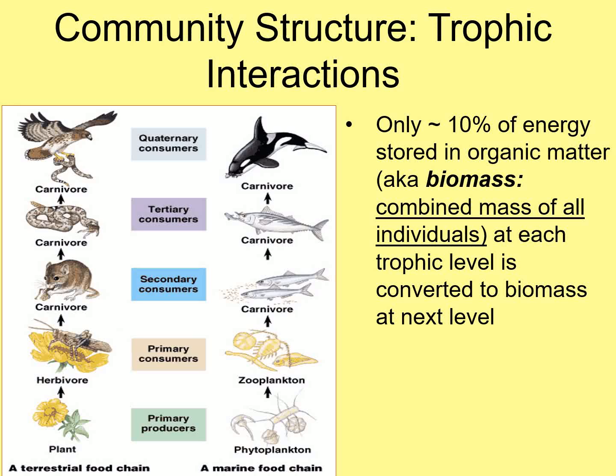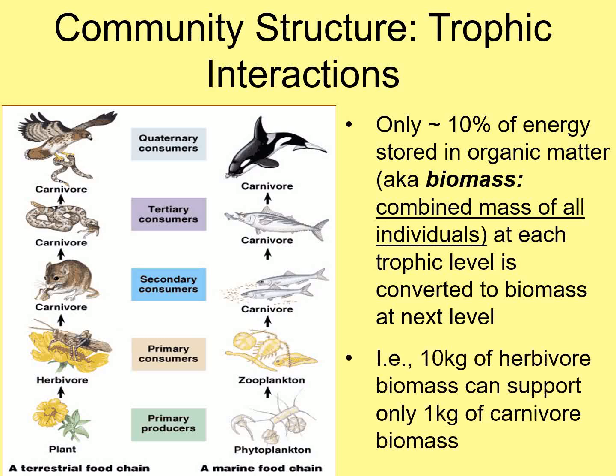So yes, only about 10% of the energy in the biomass at one particular level makes it to the next trophic level, right? So what this effectively means is about 10 kilograms of herbivore can support only 1 kilogram of carnivore biomass, right? And if you have secondary or tertiary carnivores, then it's going to be even less than that, of course. So when we're talking about biomass, we're talking about the combined mass of all the individuals in that trophic level, right?